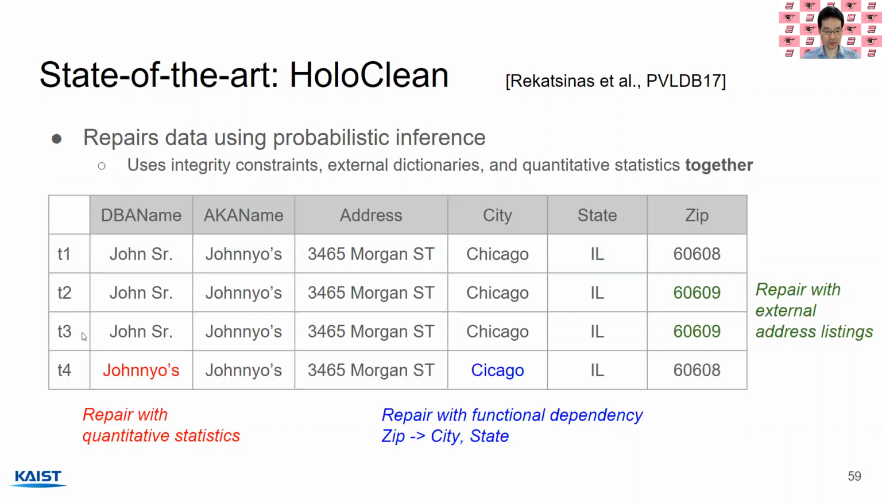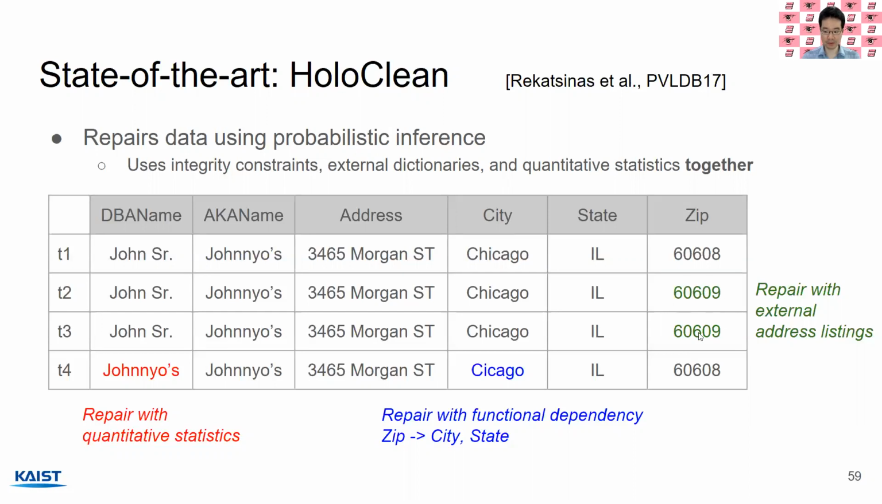So this table shows information about various people. The columns are DBA name, AKA name, address, city, state, and zip code. And you can see here that there are various types of errors. The one in red: if you just look at the data, you can see that if the AKA name is Johnnyos, then the DBA name is likely to be John Sr. So this can be repaired with statistics. Now, there's also a typo of Chicago here, and this can be repaired with a functional dependency, zip code to city and state.